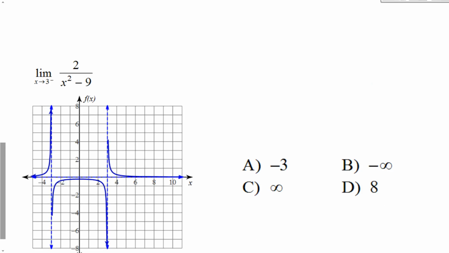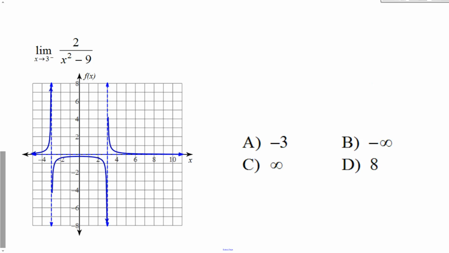The limit as x approaches -3 from the left. Well, where's -3? It's right there. I'm going to approach it from the left side of -3, and you can see as you get closer and closer to -3, the graph goes up. Okay, right? We can also look at other situations on this particular graph.